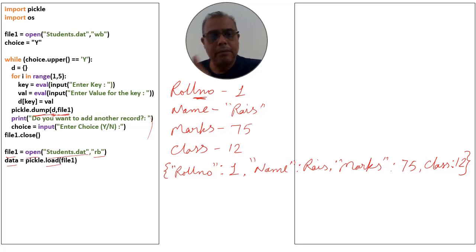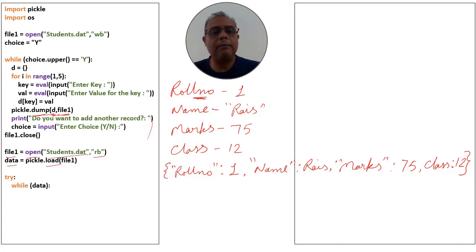We need to access all the dictionaries stored in the file and display them. So for that purpose we are going to use a loop to access or load the data one by one. Here we are going to use try block. Now this is for exception handling. Why we are going to use it, I'll explain in a moment.